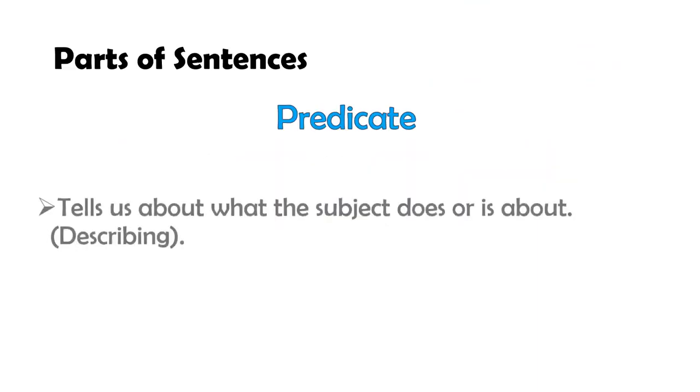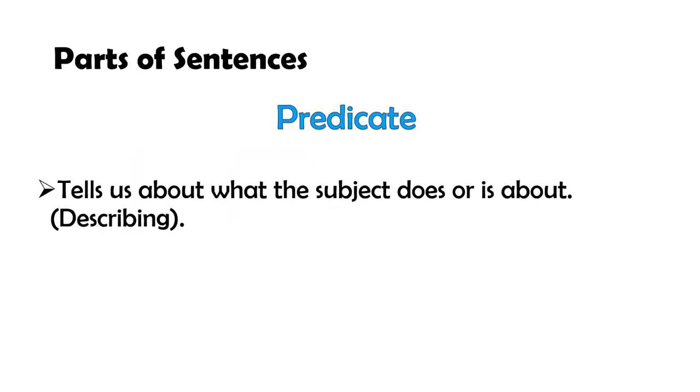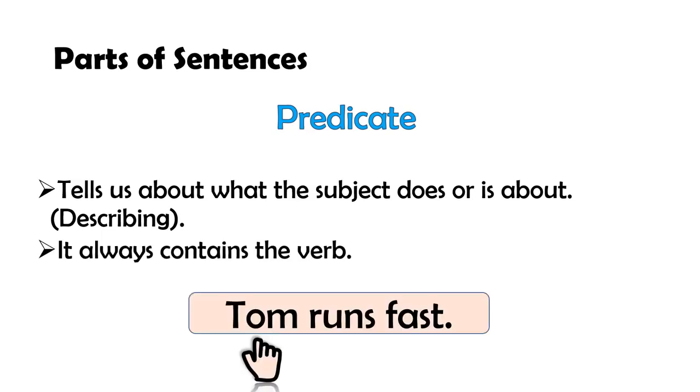Predicate. The predicate tells us what the subject does or is about. It describes the subject. It always contains the verb. Let's look at the same example we saw before. Tom runs fast. We know that Tom is the subject.